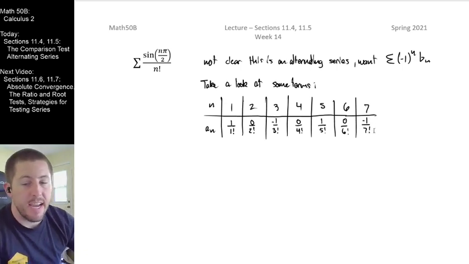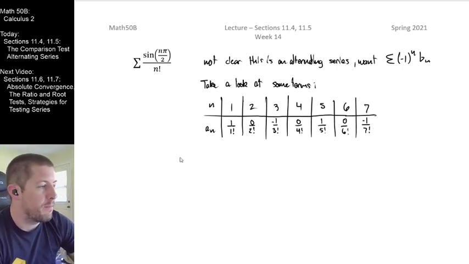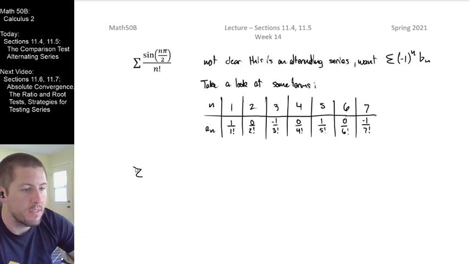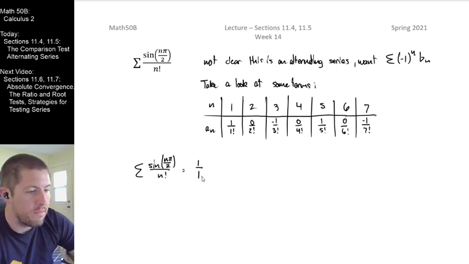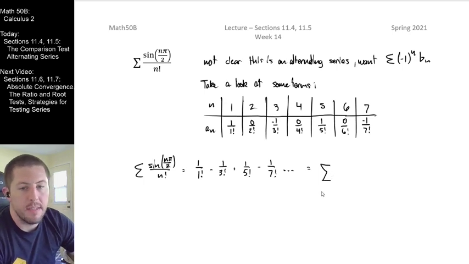So it seems to me like I can kind of see the structure of this thing right now. So let me write this out a little bit more. The series sum of sine of n pi over 2 over n factorial. What are we getting? We're getting 1 over 1 factorial minus 1 over 3 factorial plus 1 over 5 factorial minus 1 over 7 factorial, dot dot dot. What I want to know now is, now that we see it in this way, what's our better way to write this series right here?